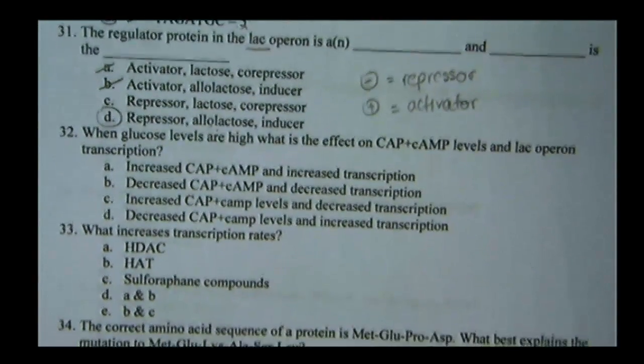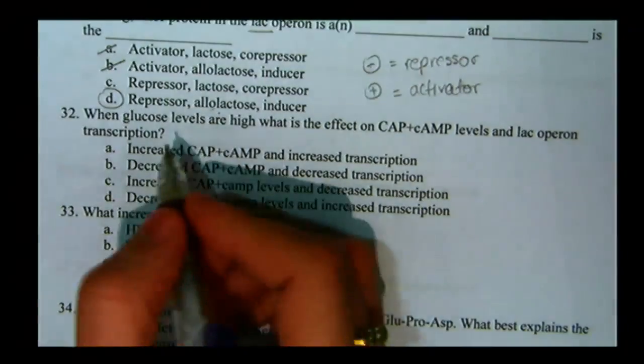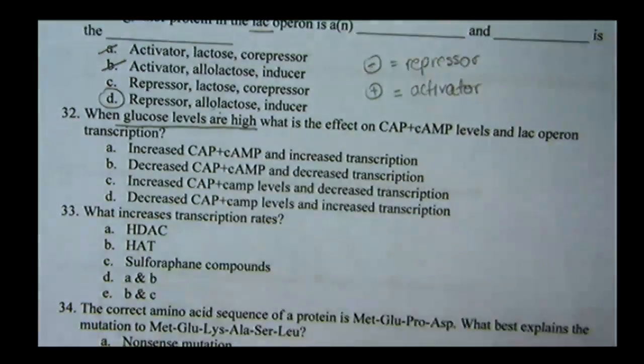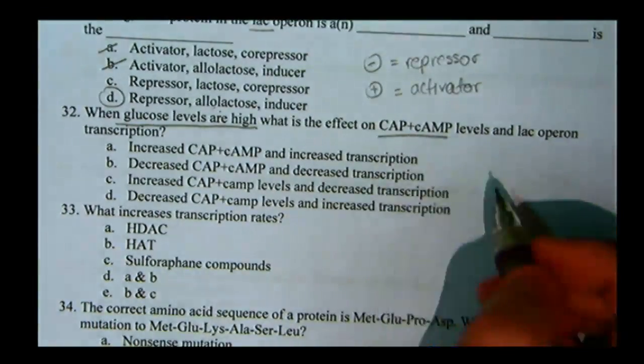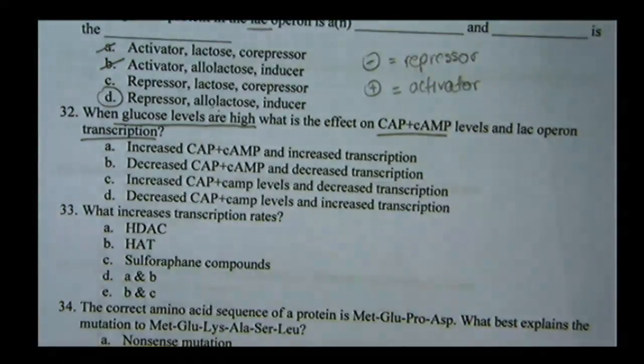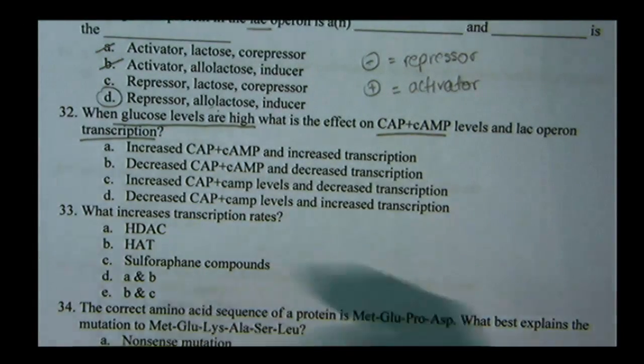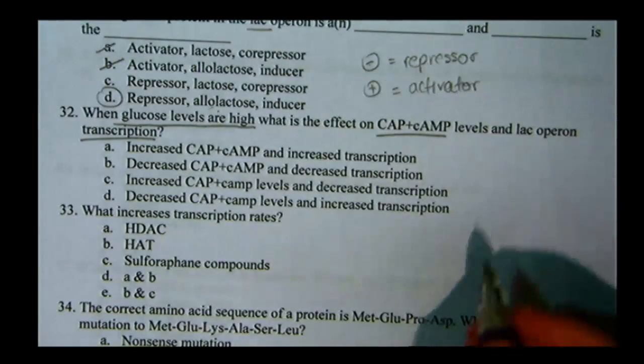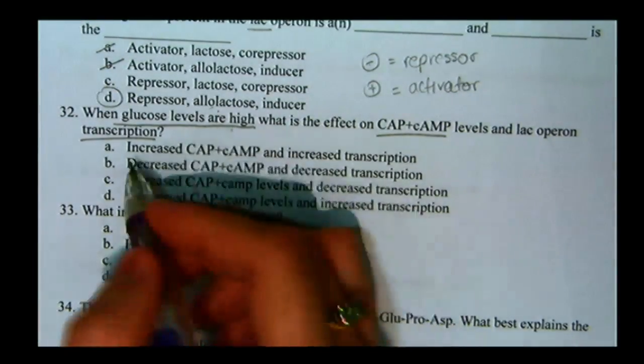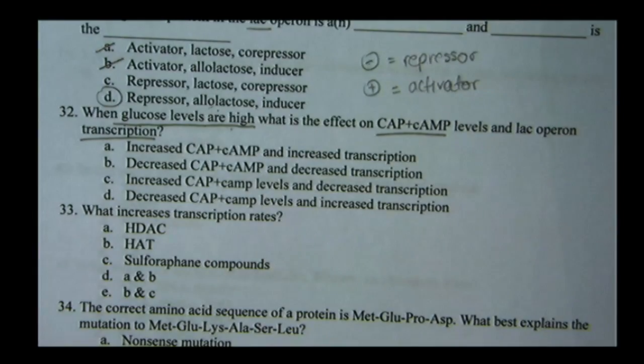Okay, so glucose levels are high. What will that do to cAMP levels and lac operon transcription? Remembering that these things are inversely related, if glucose levels are high, you don't need the lac operon to be on because your body, and especially E. coli, wants to use glucose over anything else. So that means that it will decrease.